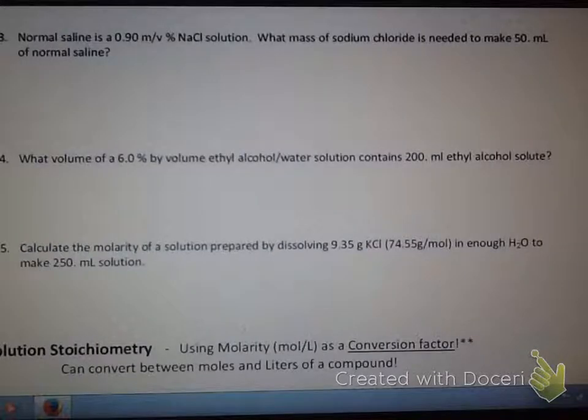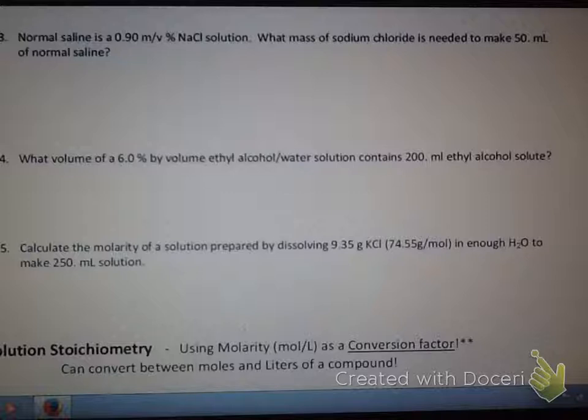Alright, let's look at the next problem here. It says normal saline is a 0.9 mass to volume percent sodium chloride solution. What mass of sodium chloride is needed to make 50 milliliters of normal saline? Okay, let's read that again.